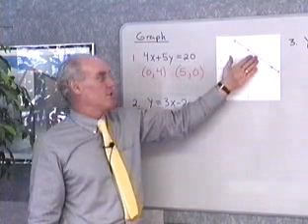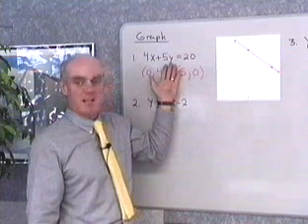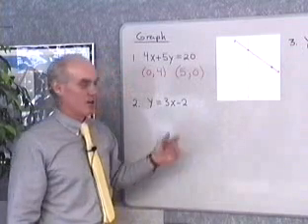Every point on this line has coordinates that satisfy this equation, and every ordered pair that satisfies this equation has a graph that lies on this line. Let's look at another equation.